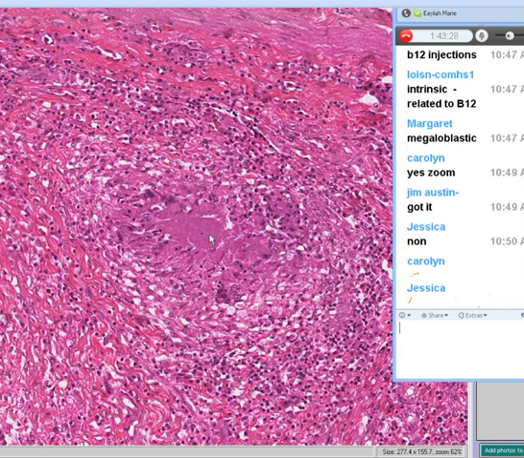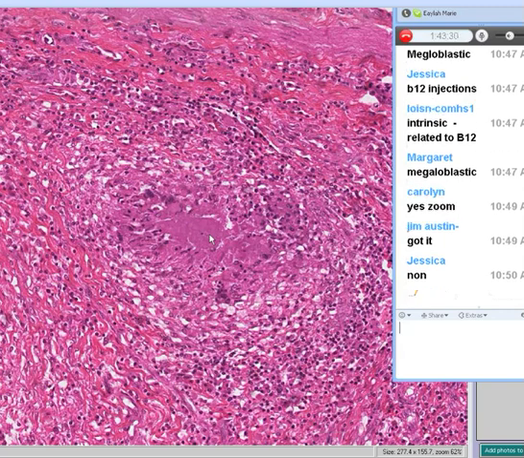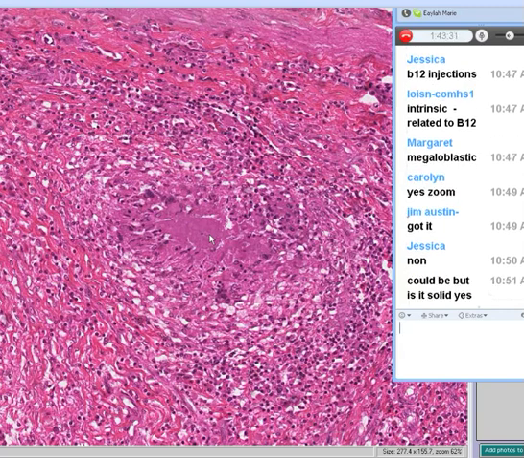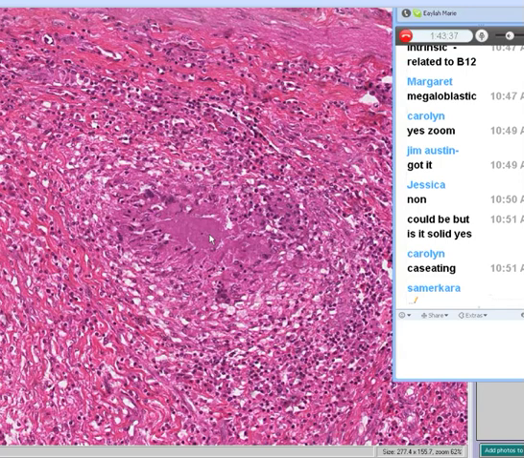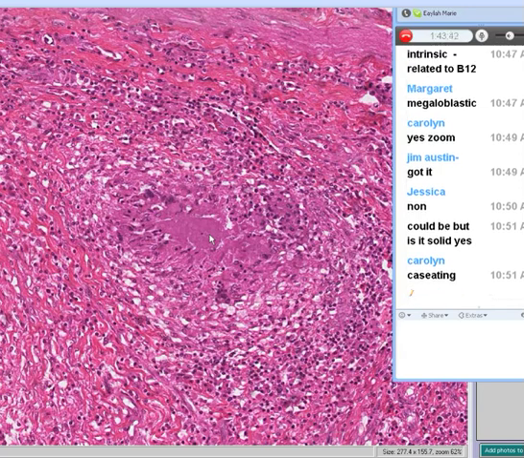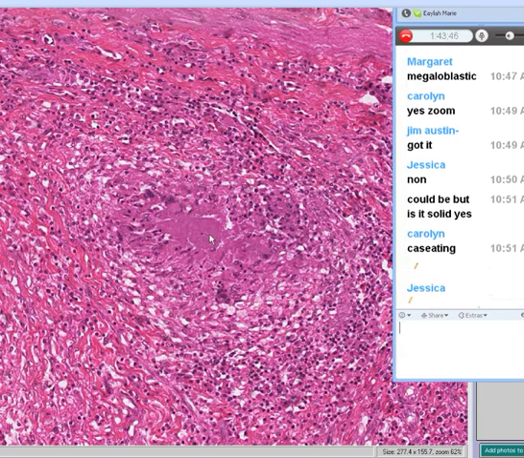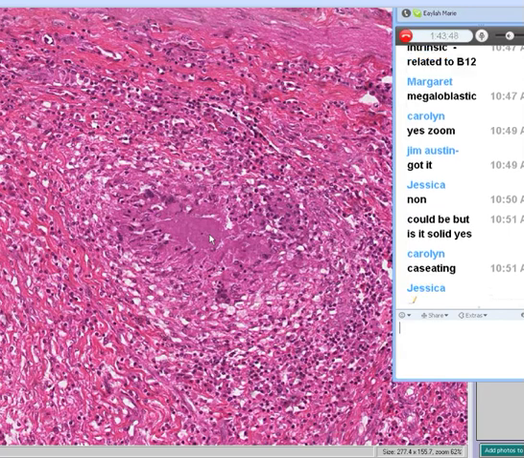Remember, it's necrotic in the center. So is caseation a type of necrosis? Well, Jessica says none, but I'm looking for another opinion. Yeah, well, it's necrotic in the center, and with granulomas, you know, the word caseation is also used.